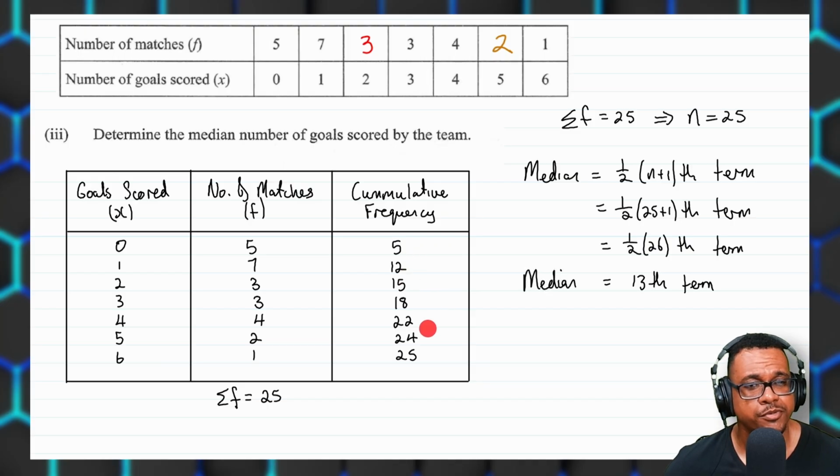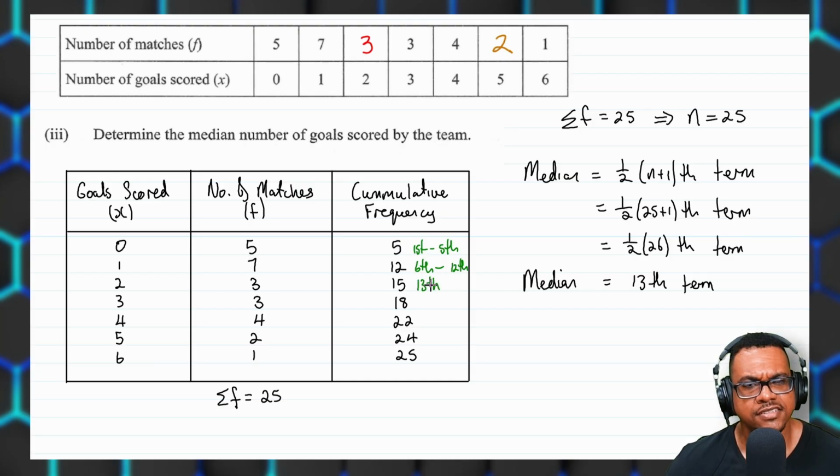So this is where the cumulative frequency comes in. Where would be the 13th term? So this 5 would mean our first term to our 5th term would be 0 goals scored. So my first to my 5th, of course, that's 0 goals. So the first term to the 5th term would be a 0. After 5 is 6. So now our 6th term, stopping at 12, to our 12th term would be a 1 goal scored. Okay, after 12 is 13. And that's the number we're looking for.